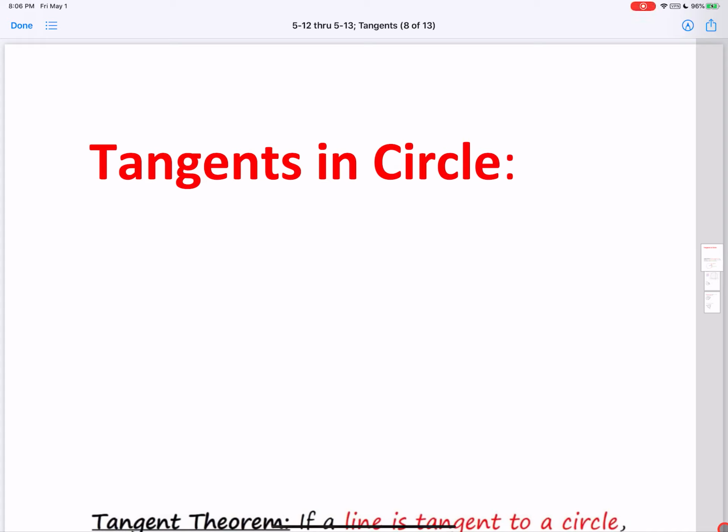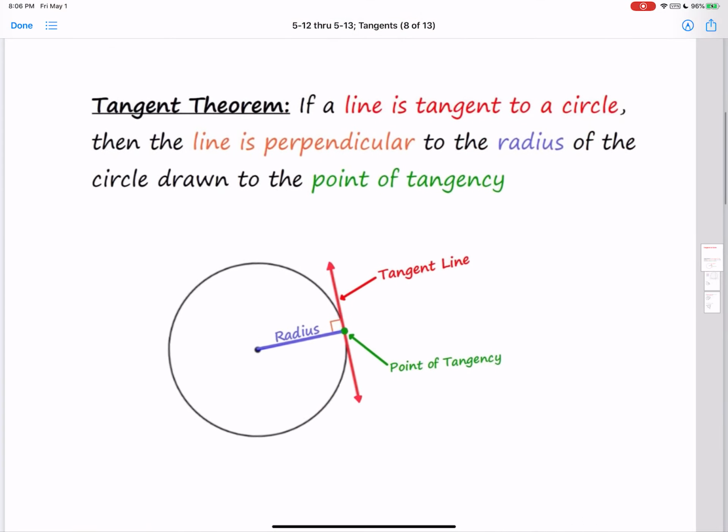Hey everyone, Teacher Chang here, and today we're going to take a look at tangents in circles. There's a couple of theorems that we're going to take a look at.